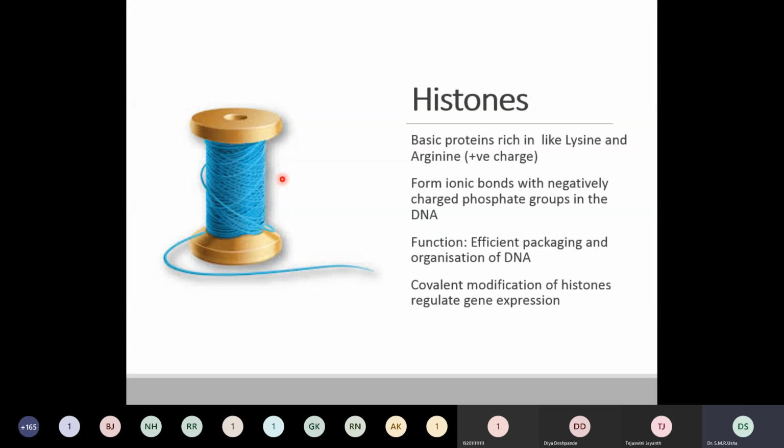Now histones, after translation, undergo certain modifications like acetylation and ADP ribosylation, which regulate gene expression. Increasing gene expression means increasing the transcription and translation into proteins. Decreasing gene expression means decreasing the transcription and reducing the rate of translation into proteins. So these are the histones. Histones serve as packing material for the DNA.